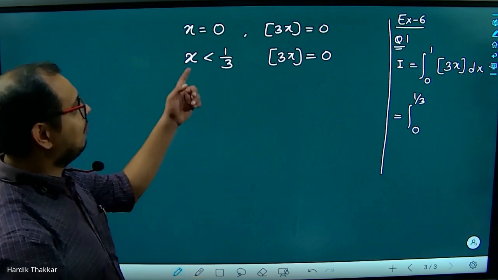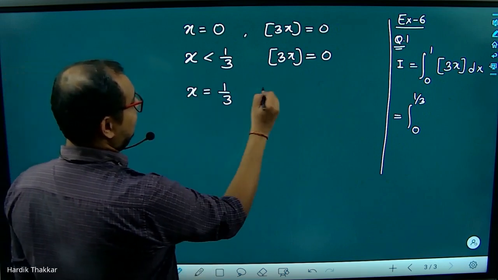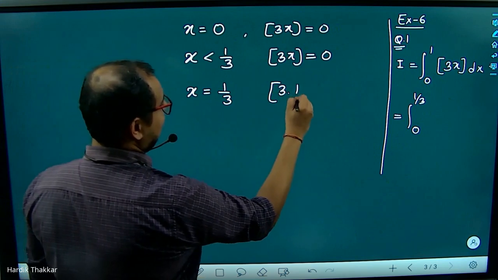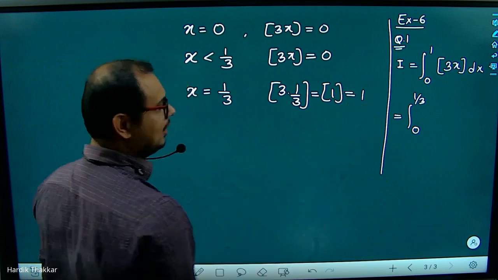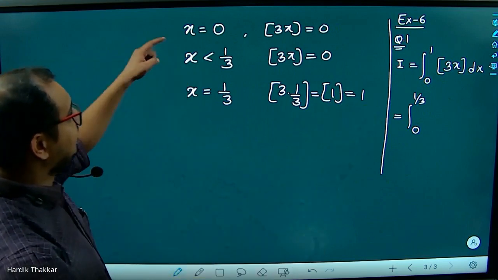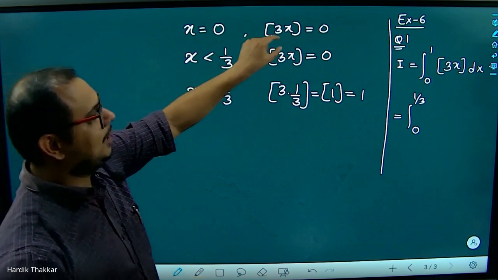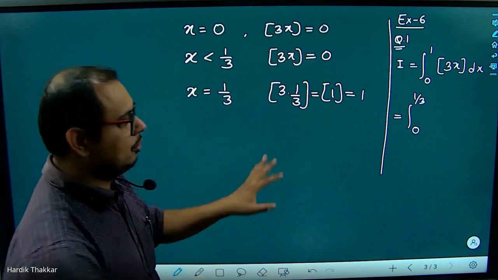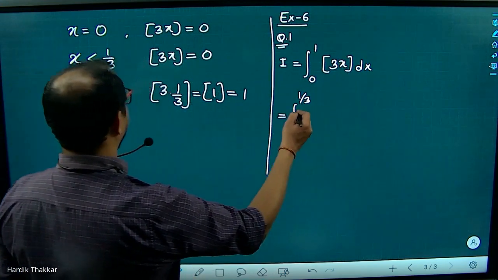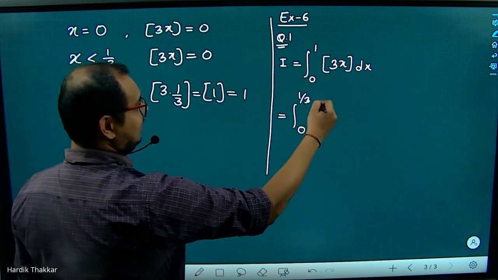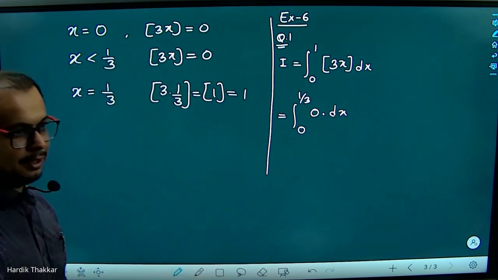Because after 1 by 3, when x is equal to 1 by 3, it will be greatest integer 3 into 1 by 3, so greatest integer 1, so it will be 1, correct? So for the first interval, from x equals 0 to 1 by 3, this complete value will be 0. So the first interval will be from 0 to 1 by 3, and we will write greatest integer 3x as 0 in this interval, correct?